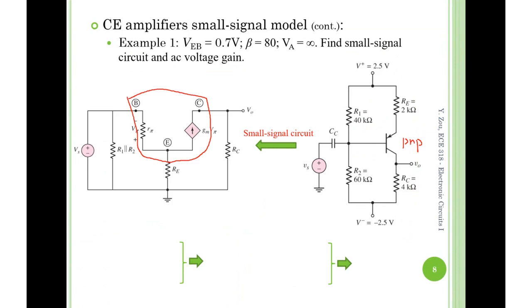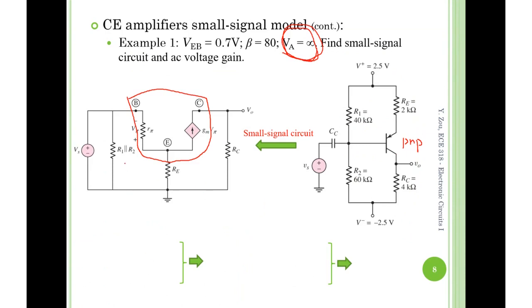Because the early voltage is defined as very big. Correct. Here it is telling you R naught is infinity as well. That's why it's open circuit. Okay, that's why. And then we're extending the rest of the circuit terminal by terminal, ending up with this.